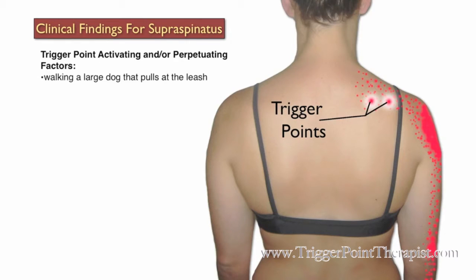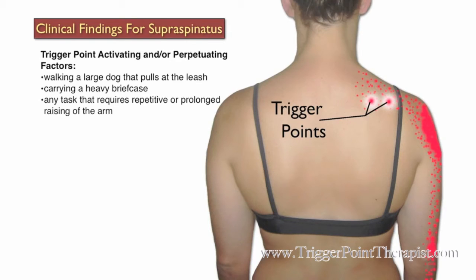Activating and perpetuating factors for the supraspinatus trigger points include walking a large dog that pulls on the leash, carrying a heavy briefcase, and any task that requires repetitive or prolonged raising of the arm.